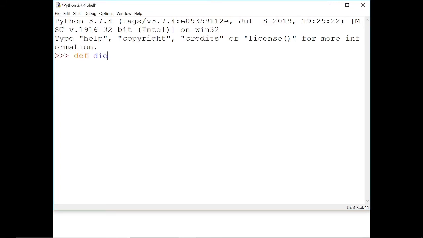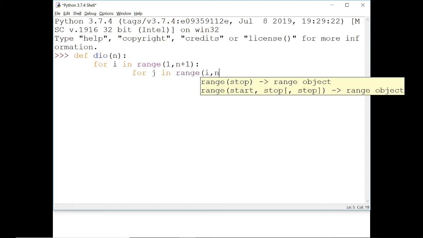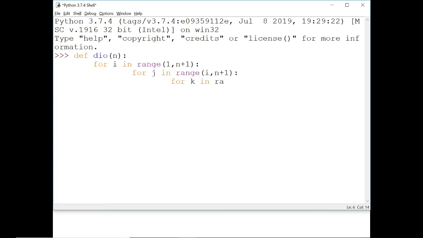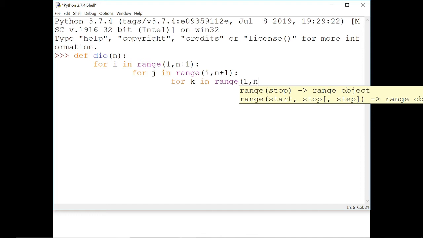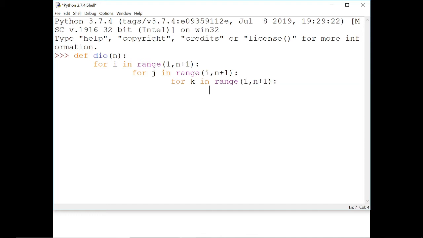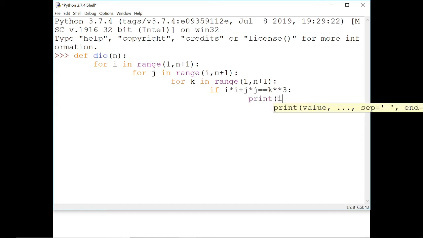I'm going to start by defining a function. I'm going to call it dio for Diophantine, and I'm going to take an input n. I'm going to put in n equals 50 to check the cases up to 50 as I have been asked to do. So for i in the range from 1 up to n plus 1, and for j in the range from i up to n plus 1, and for k in the range from 1 up to n plus 1, I'm looking for values where i times i plus j times j is equal to k times k times k. Or I could write that as k cubed, like that. And if it satisfies that, I want to print out i, j and k.